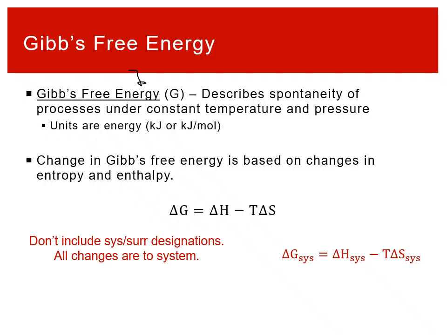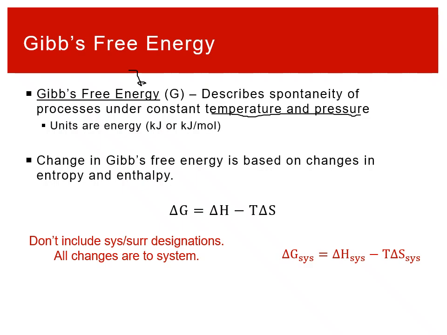Gibbs free energy describes spontaneity of processes under constant temperature and pressure. This is still describing the same idea, but you'll remember spontaneity, second law of thermodynamics, delta S of the universe, that's always it. It does not matter what your conditions are. Spontaneous processes always correspond to an increase in the entropy of the universe. Gibbs free energy does have these qualifications, constant temperature and pressure, but that just means you're in a lab, right? When you're doing lab work, you're under whatever the temperature and pressure of the air is. That's basically the chemically useful conditions, so that's why we can use Gibbs free energy.